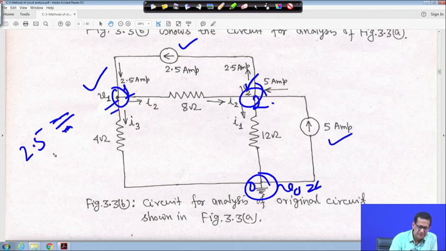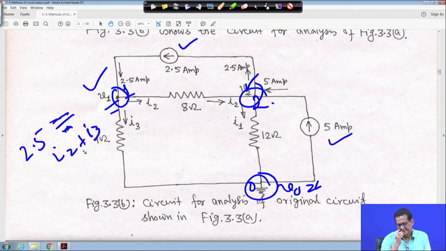So, it is actually equal to I2 plus I3, right. So, this is at node 1. But when you come to node 2, then what will happen? This I2 current is entering into this node. So, this current is entering into the node.